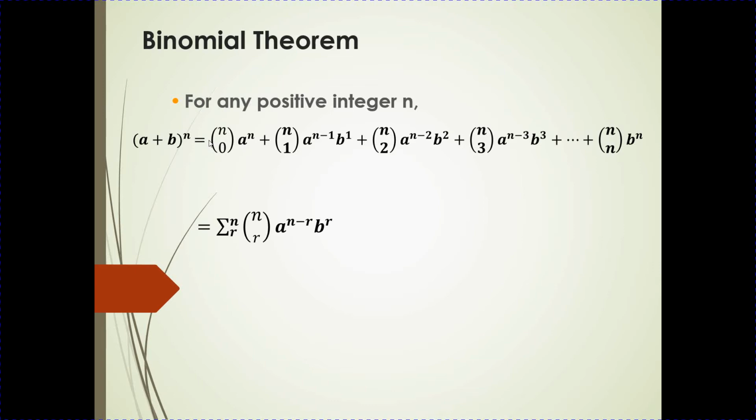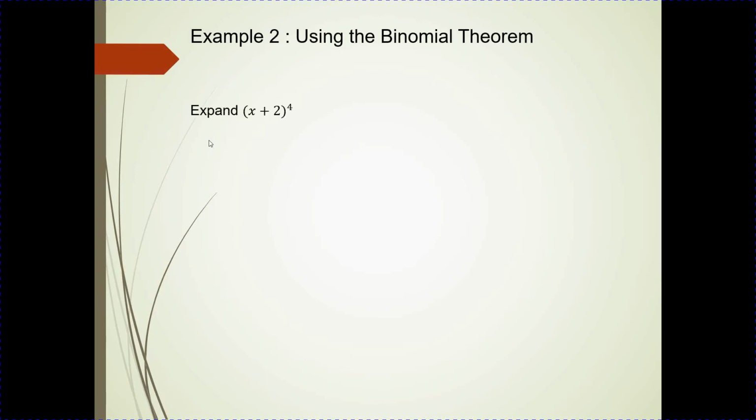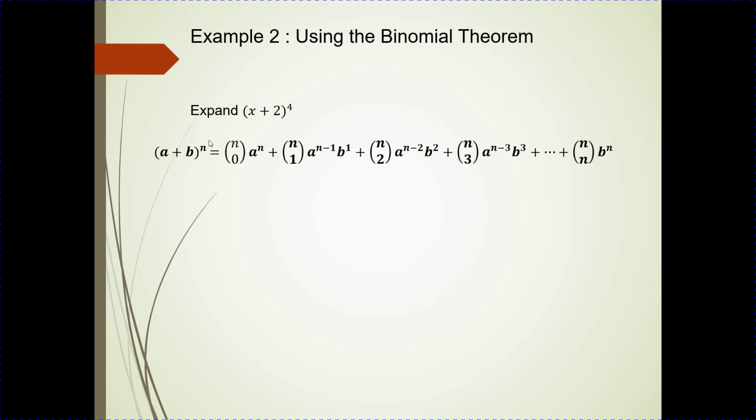Now based on this theorem, let's go to example 2. In example 2, you are asked to expand x plus 2 to the power of 4. The first thing that you need to do is identify which one is a, which one is b, and which one is n. In this case, the value of a is x, the value of b is 2, and the value of n is 4. Then you can easily plug these values into this formula.